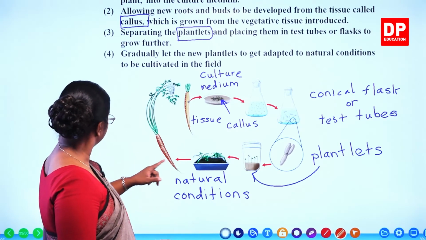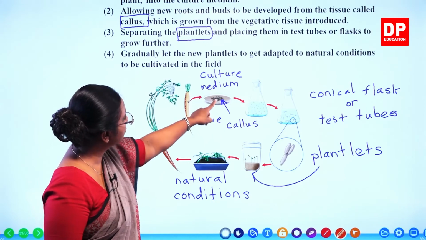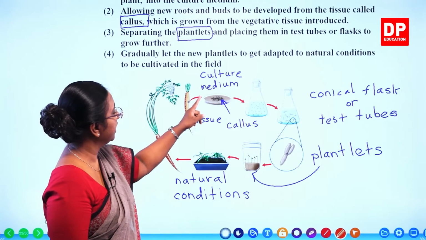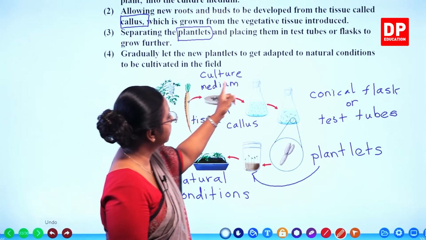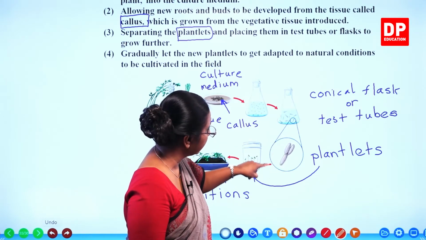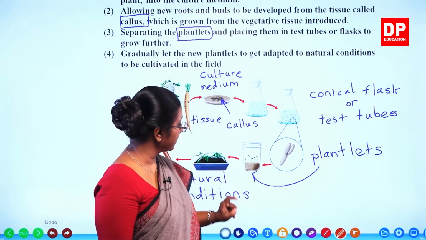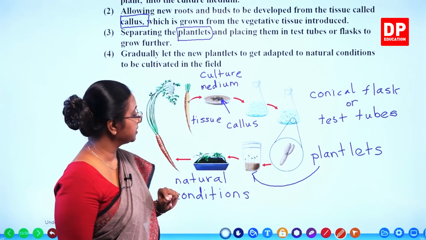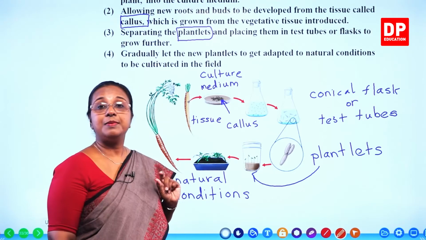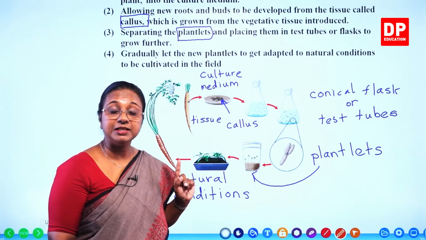So again, if we look at it, we have the normal tissue. We take the tissue, grow it in the culture medium, then it is known as a callus that is transferred to a conical flask or a test tube, and then that develops here. You can see this is enough to form the root system and the shoot system. Then it becomes the plantlets, almost the plants now. Then the plant is transferred to natural environment conditions.